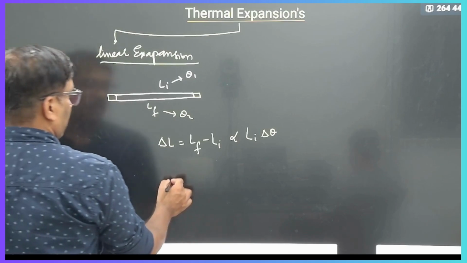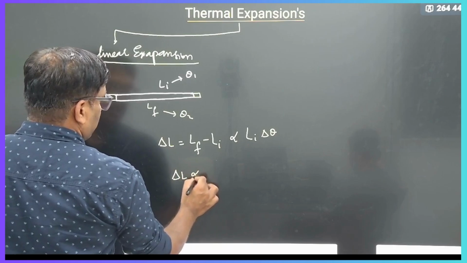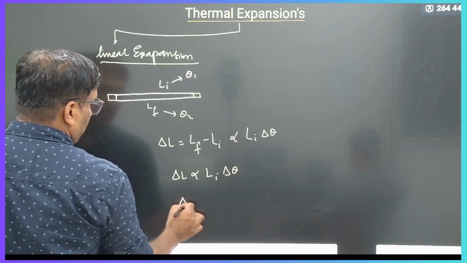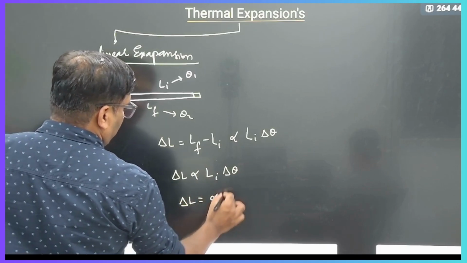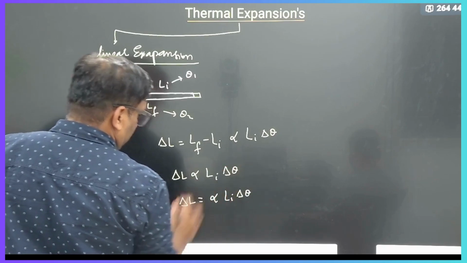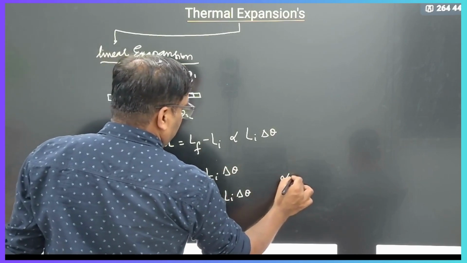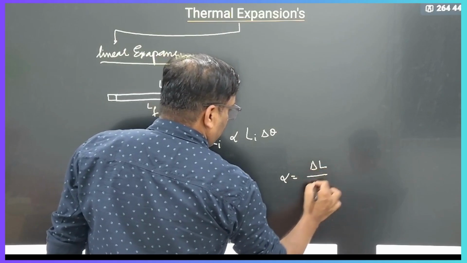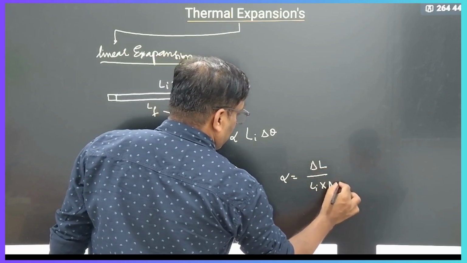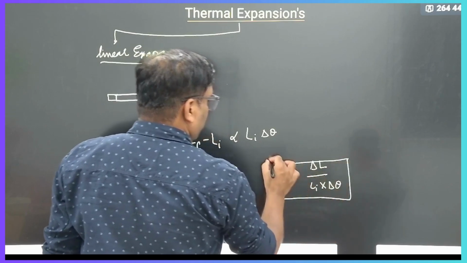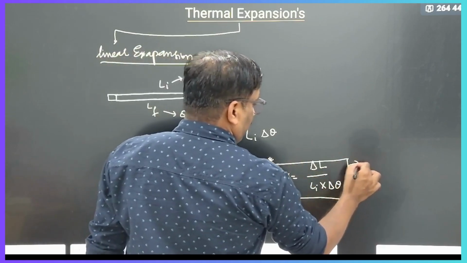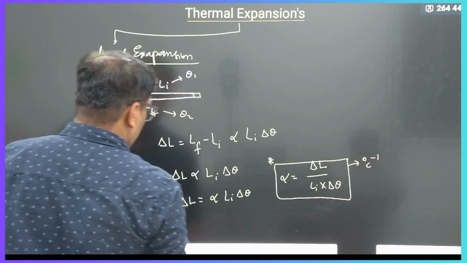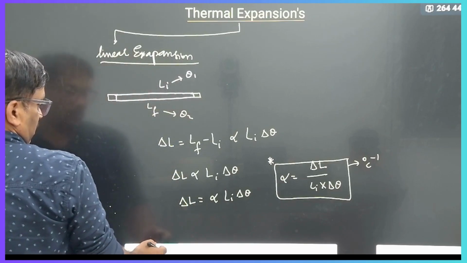Therefore we can write delta L is proportional to Li into delta theta. If I remove the proportionality, I have to place one constant, alpha: delta L equals alpha into Li into delta theta. Alpha is the coefficient of linear expansion, equal to change in length divided by initial length into rise in temperature. What is the unit for this? Length cancels, so it is per degree centigrade. Clear? Here is one important formula.